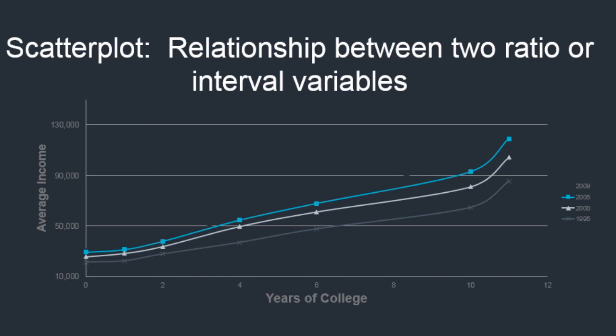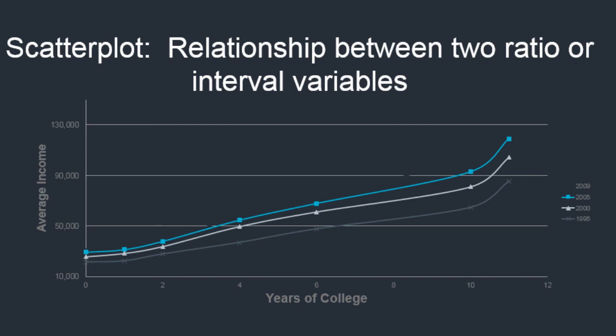So here we have a scatter plot, and it depicts the relationship between two variables. And in this case, we're looking at the average income and the years of college. And you can see that depending on the number of years of college, the income goes up, right? So if you have 0 years of college, you're down here around the origin of the graph, and then it goes up with more and more years of college. This is a quick and succinct way to see the relationship between two variables.